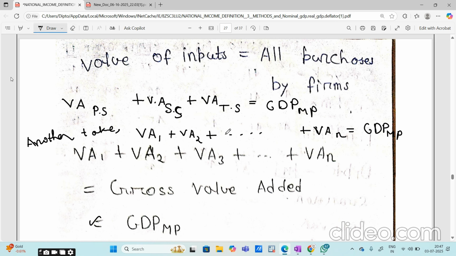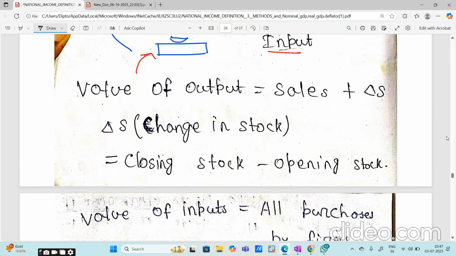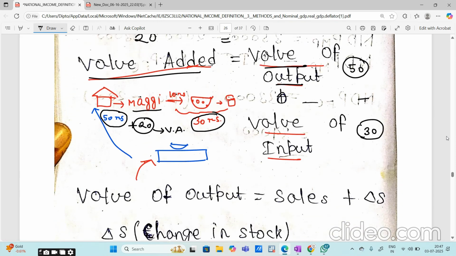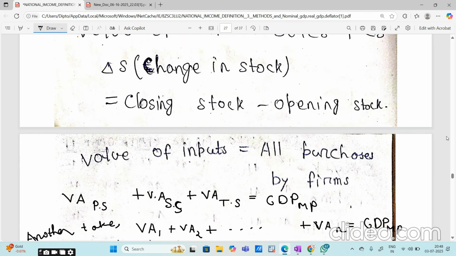Now let me break down this value addition part minutely. This value addition has two components, as we have understood: value of output and value of input. We simply subtract value of input from value of output to get the value addition. Now how to calculate value of input? Well, you don't have to calculate it. It is a very simple thing. It is the purchase or cost done by all the farms. That is nothing but the value of inputs.